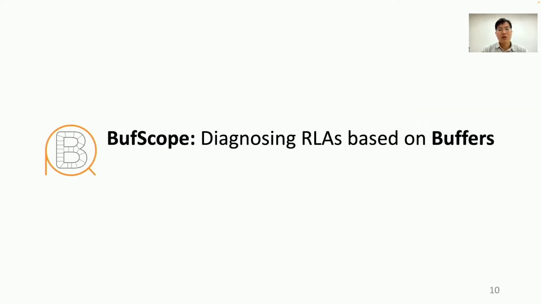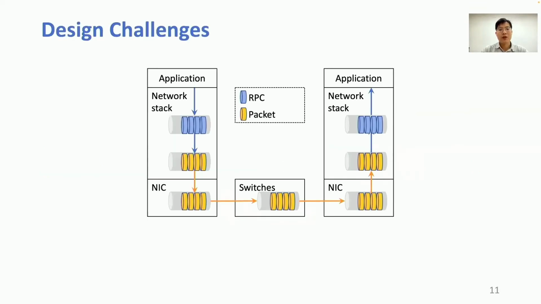Based on this model, we propose BufScope, which diagnoses RLAs based on buffers. BufScope is designed to achieve 3 goals, including complete visibility at all layers, consistent RPC-level semantics, and low CPU and performance overhead. Achieving the above 3 goals is challenging.